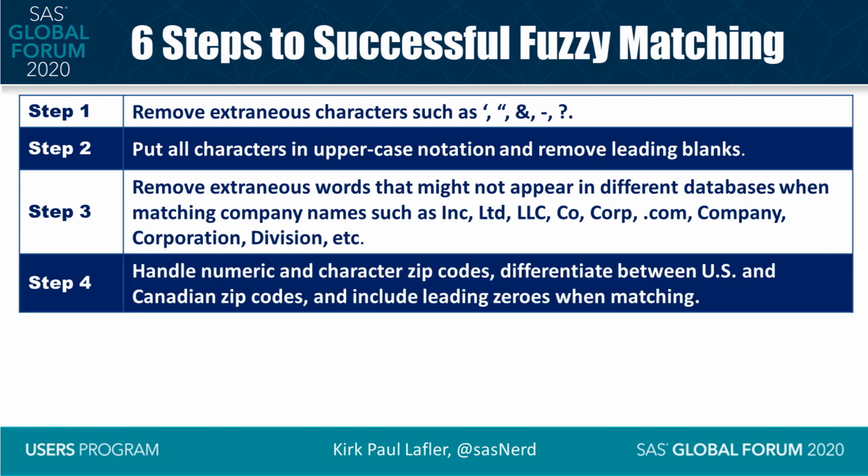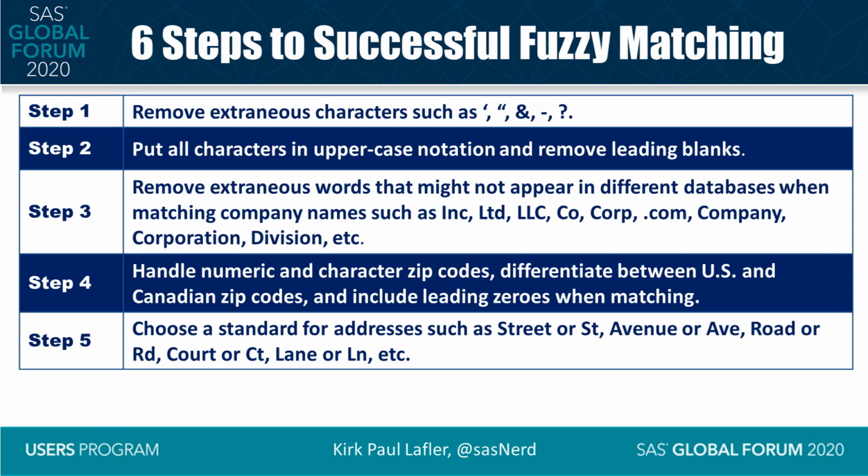Step 4. Handle numeric and character zip codes. Differentiate between US and Canadian zip codes because they are different, and include leading zeros when matching. Step 5. Choose a standard for addresses, such as street or ST, avenue or AV, road or RD, court or CT, lane or LN, etc. Consistency helps the join or merge or matching process immensely.